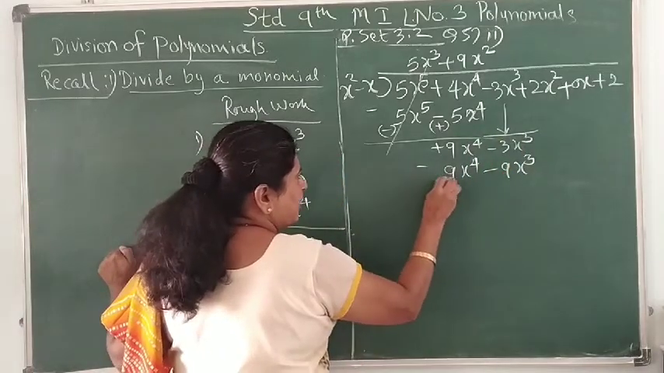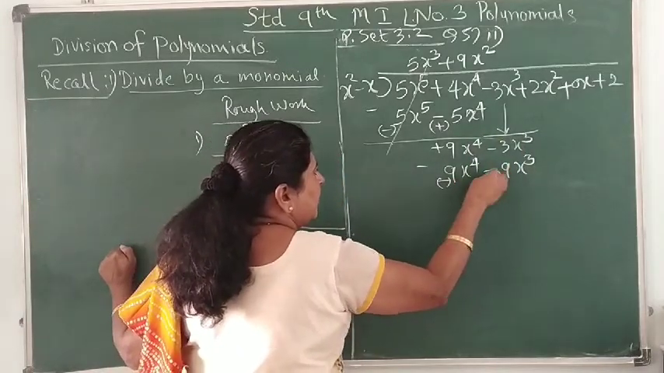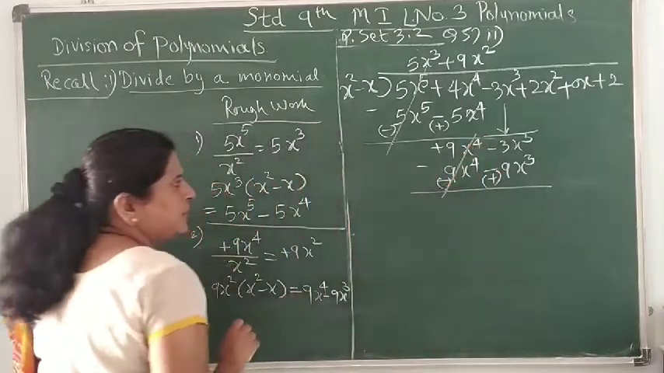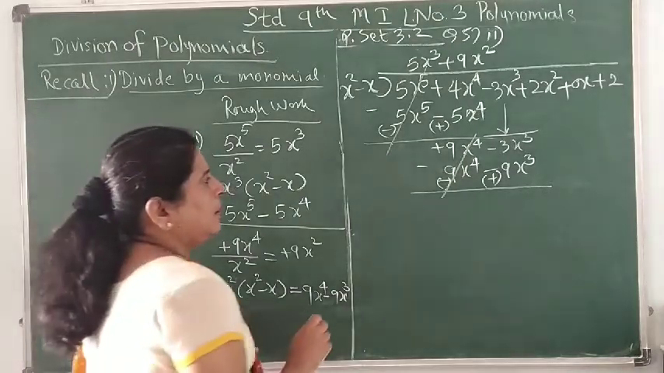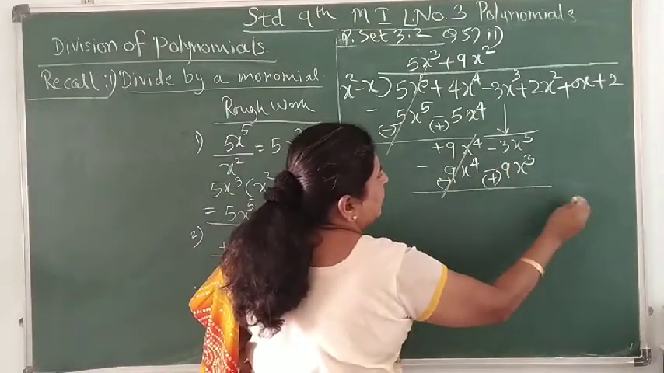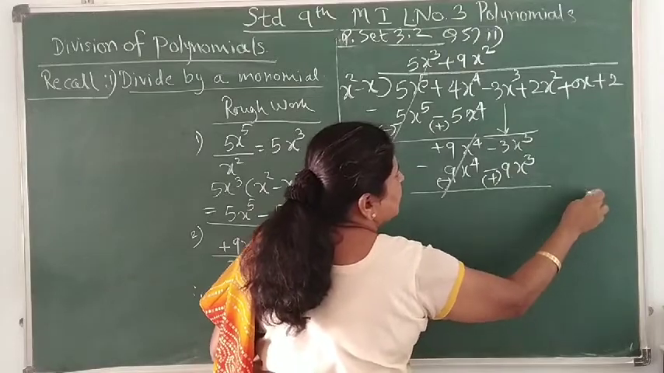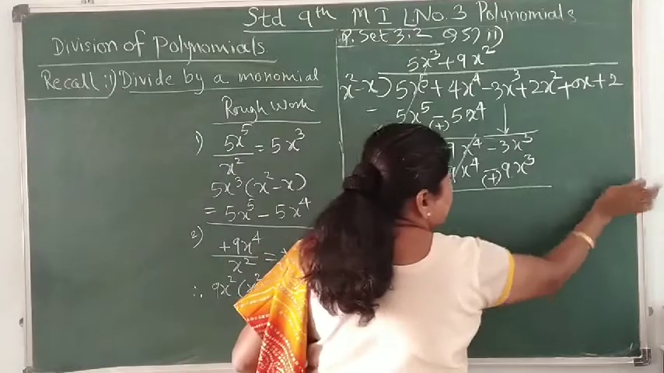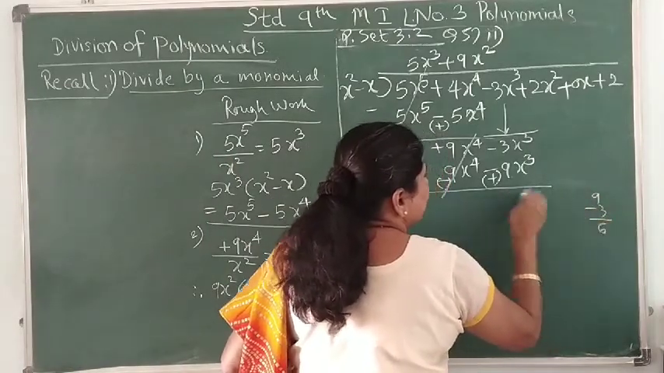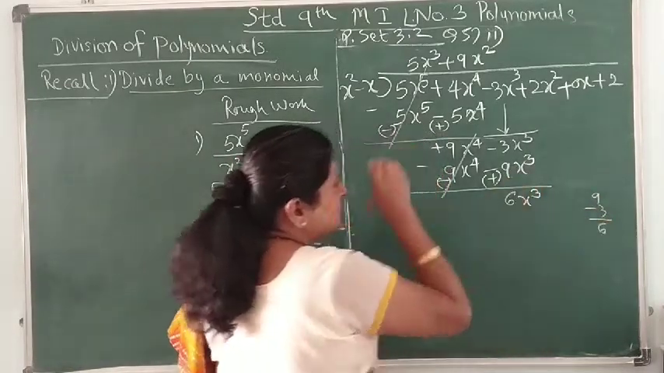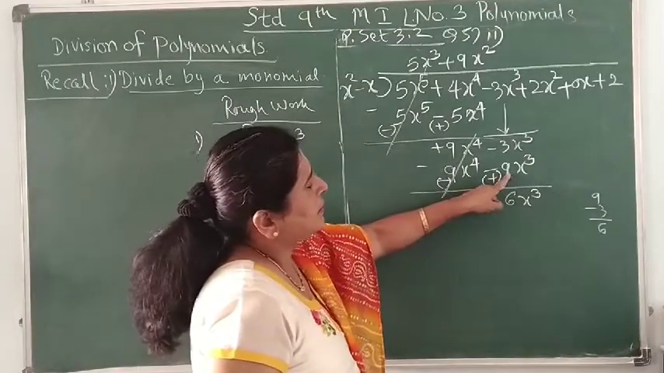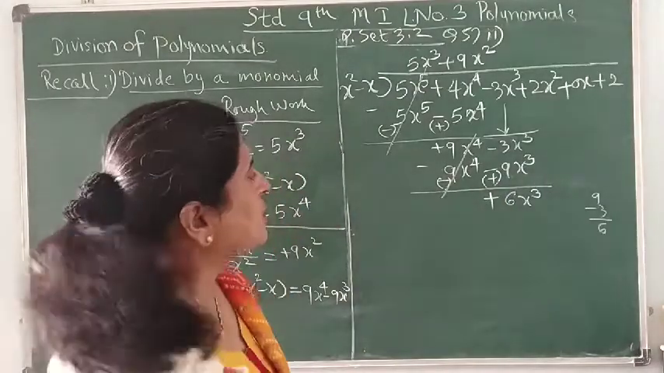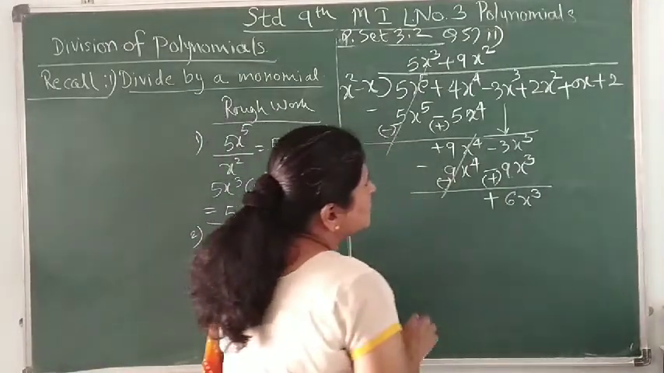Okay, now for subtraction, change the sign. Plus will become minus, minus will become plus. This will get cancelled, plus 9 minus 9x raised to 4. Then here, minus 3 plus 9. Minus 3 plus 9, what will happen? Signs are different, you have to subtract 9 minus 3. So what is 9 minus 3? It is going to be 6. So 6x cube. What is the sign of 6x cube? It is the sign of the bigger number 9, which is positive, which is plus 6x cube. Okay, so this is the remainder over here.